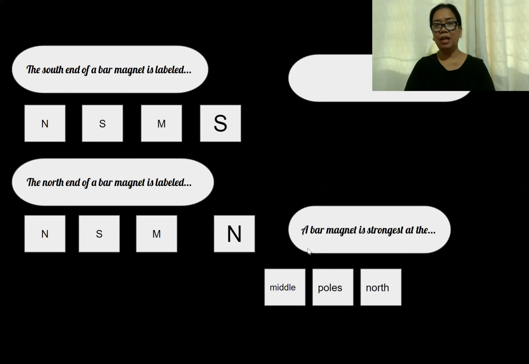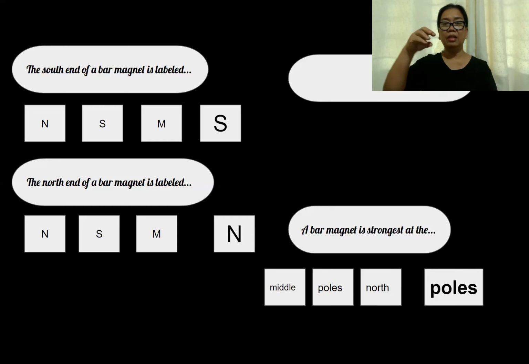Now, next. A bar magnet is strongest at where? Needle, poles, or north? Where is it strongest? 5, 4, 3, 2, 1. It is strongest at the poles. You have to remember that.